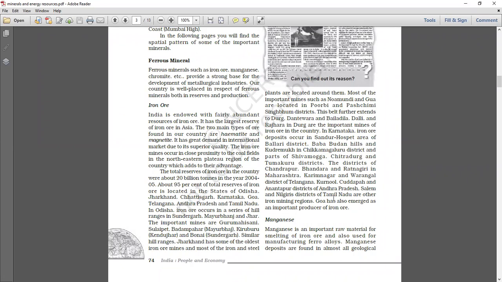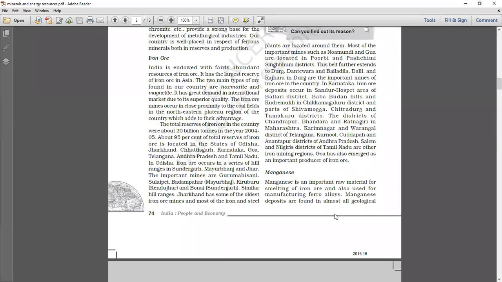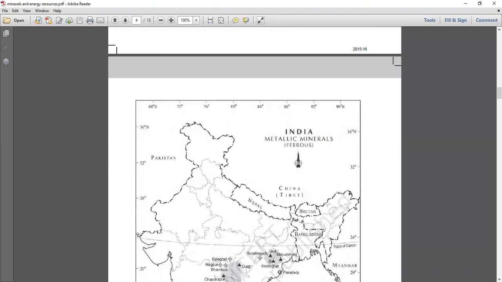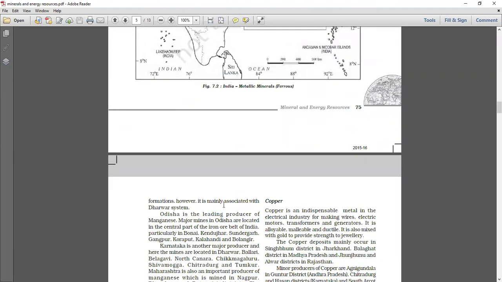Now the next one is manganese. Manganese is an important raw material which is used in the iron and steel industry, to smelt iron ore and in the manufacturing of ferro alloys. There is a great demand for manganese. Manganese is associated with the Dharwad system of rock. We already discussed the Dharwad system of rock, which are metamorphic sedimentary rocks.